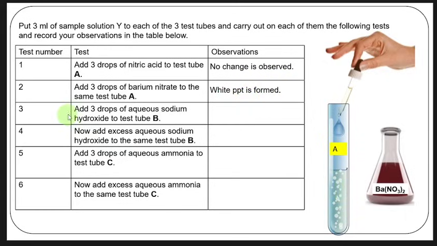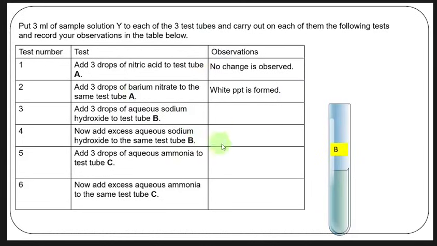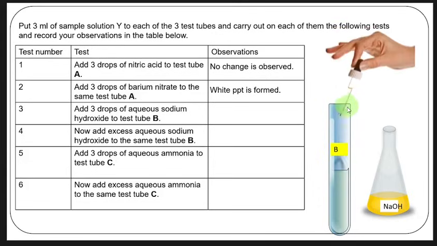Then test 3 says add 3 drops of aqueous sodium hydroxide to test tube B. So now we are going to test tube B. We'll get test tube B here, to which we should add the aqueous sodium hydroxide. So we'll get the aqueous sodium hydroxide and add 3 drops to this one, and see the observation again.